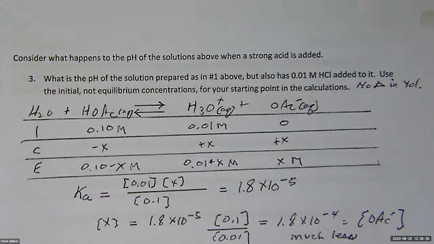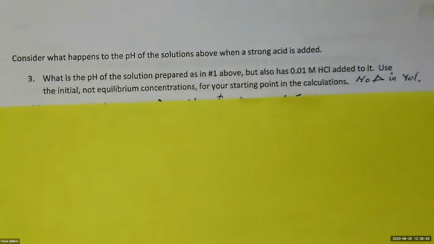Okay, let's go to the next page. In this case, it says, consider what happens to the pH of the above solutions when a strong acid is added. So what is the pH of the solution prepared as in 1 above, but also has a 0.01 molar HCl added? Use the initial equilibrium as your starting point.